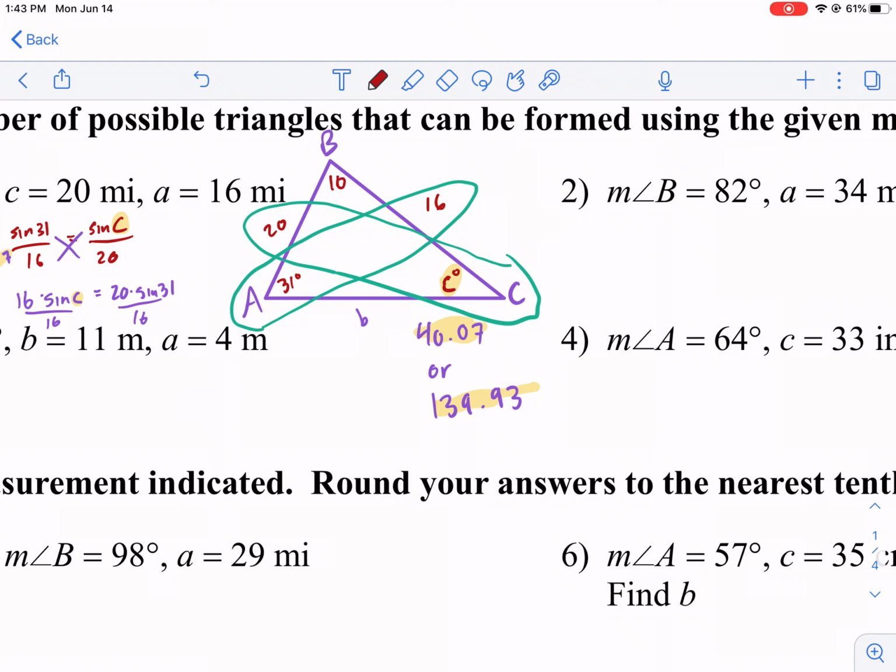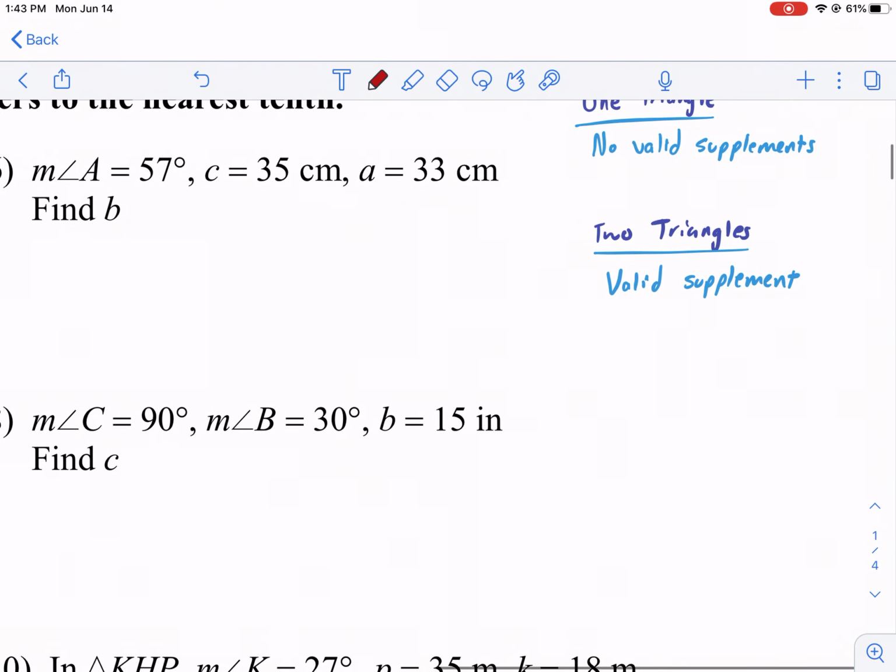Angle B could either be 10 degrees or it could be about 110 degrees, depending, okay? It's not asking for the angle measurements, but it's saying that even with these two possibilities, there's still two valid possibilities with angle B. Like I said here, there's a valid supplement available.